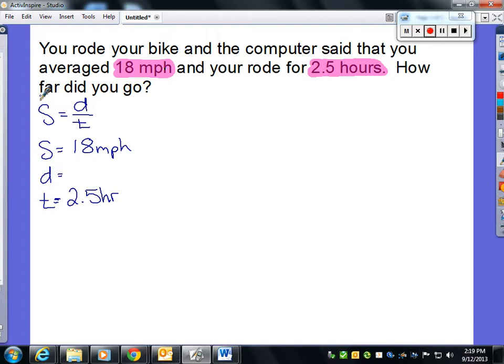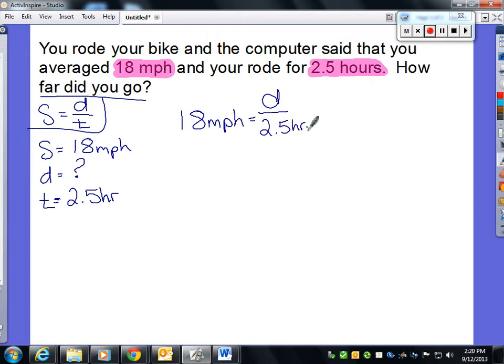And it says, how far did you go? Well, how far did you go? That's a distance, so that's going to become my question mark. So now what we do is we take this information right here, and we're going to substitute it in. So we already have our S, so that's 18 miles per hour is equal to our unknown distance all over our known time, 2.5 hours.